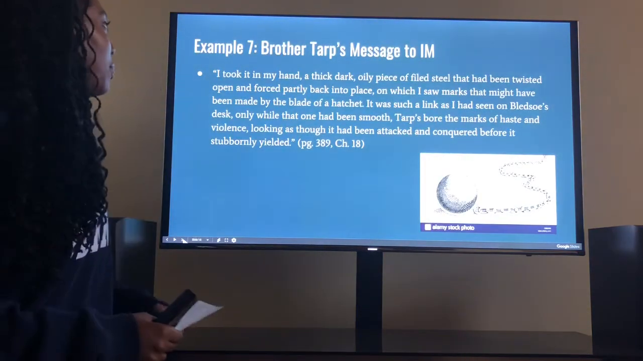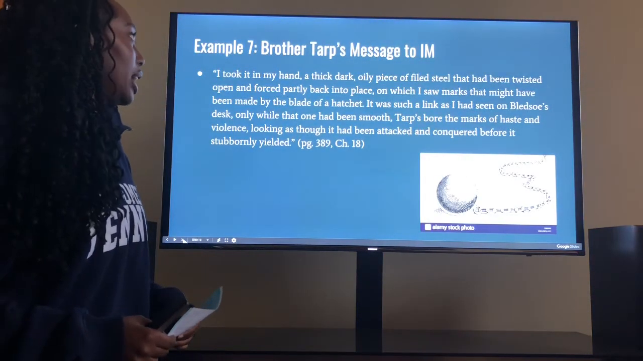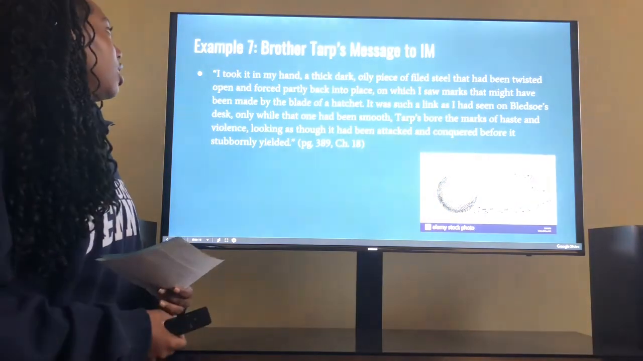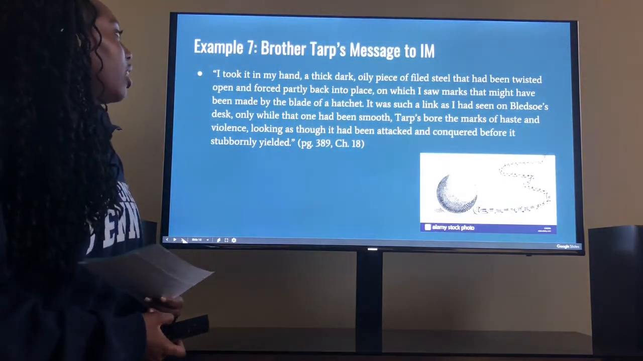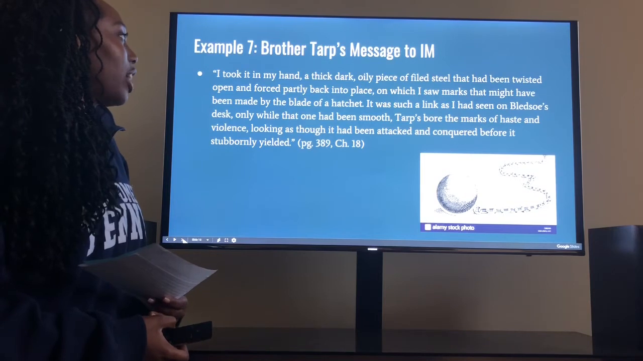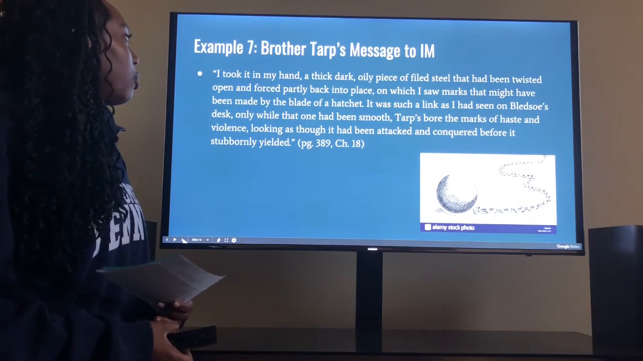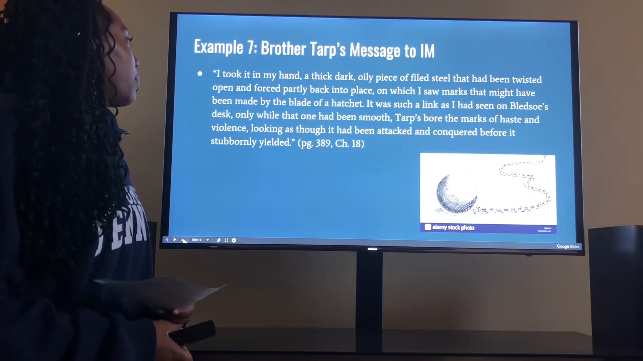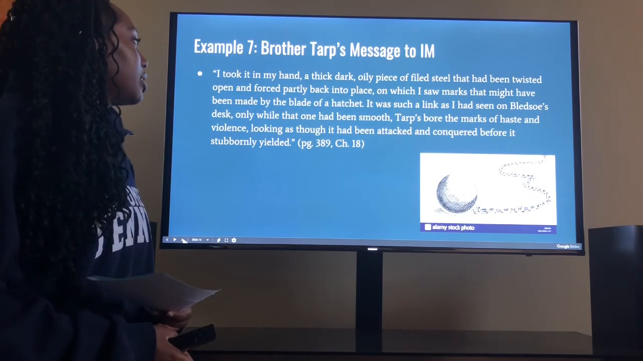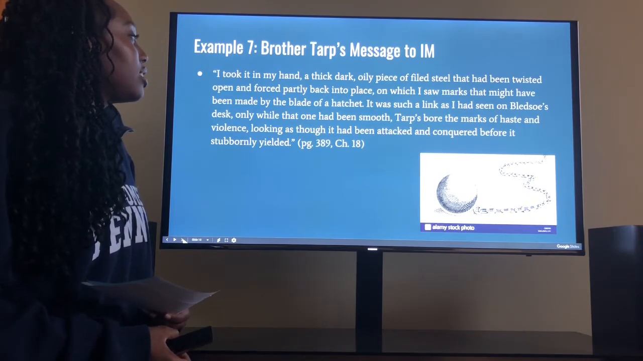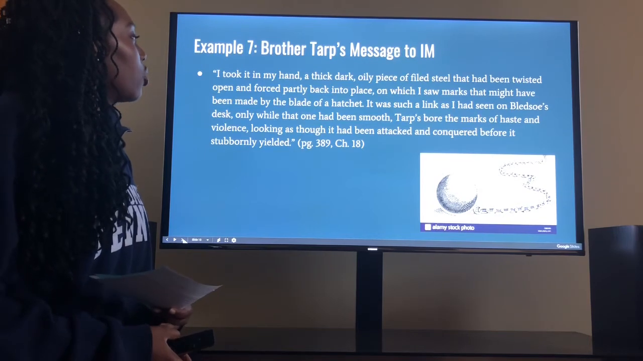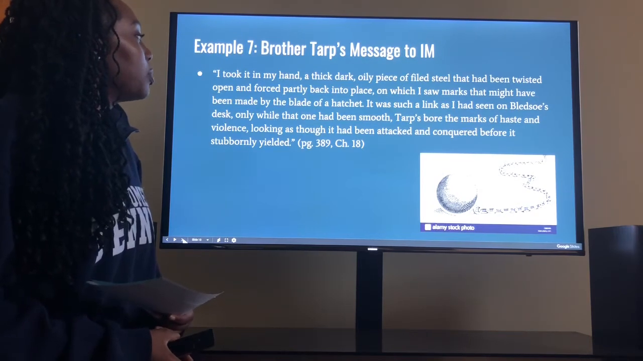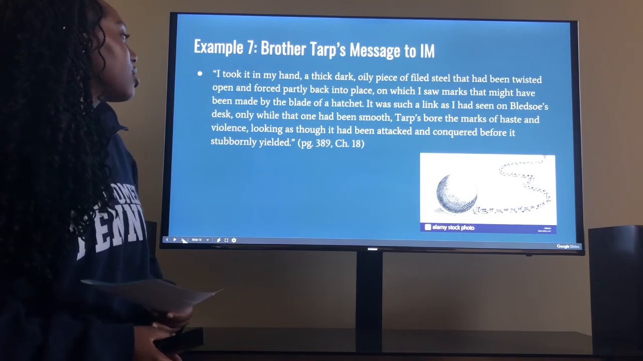The seventh example is Brother Tarp's message to I am. It states, "I took it in my hand, a thick, dark, oily piece of filed steel that had been twisted open and forced partly back into place, on which I saw marks that might have been made by the blade of a hatchet. It was such a link as I had seen on Bledsoe's desk, only while that one had been smooth, Tarp's bore the marks of haste and violence, looking as though it had been attacked and conquered before it stubbornly yielded."